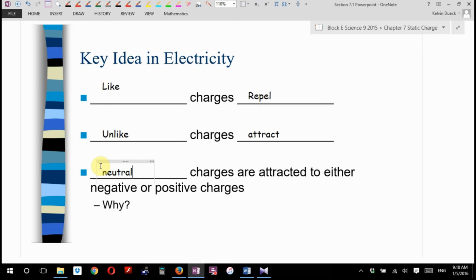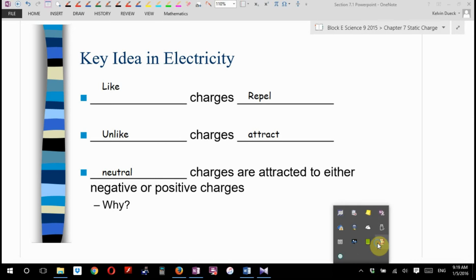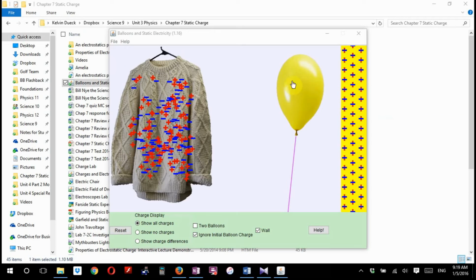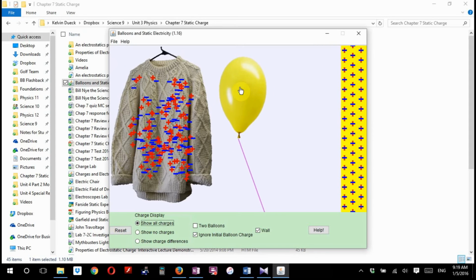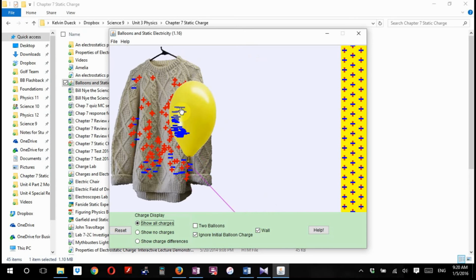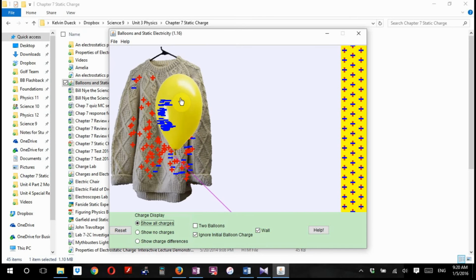So you said neutral charges are attracted because they're neutral. If I phrase it slightly differently, it's a good thought. Well, it turns out we have to now go subatomic. So put your pencils down, look up. So here is a balloon. I'm going to rub it on the sweater, and the balloon is going to pick up extra electrons. Now, look to the right. Look at the wall. The wall right now is neutral.